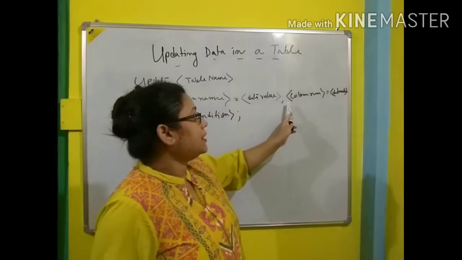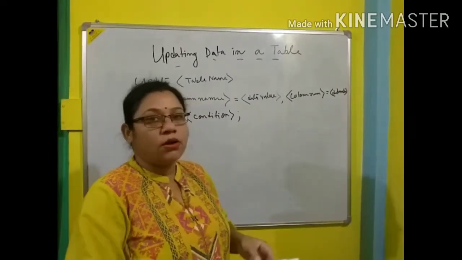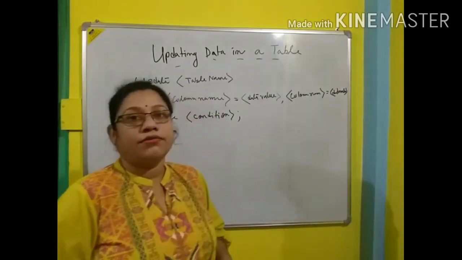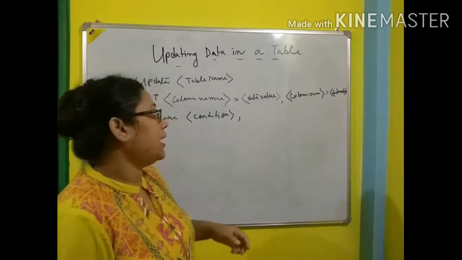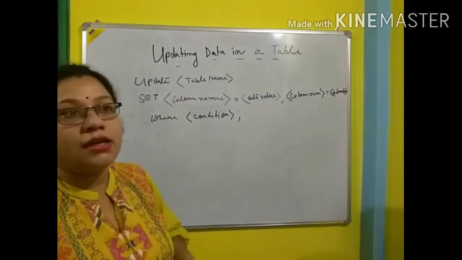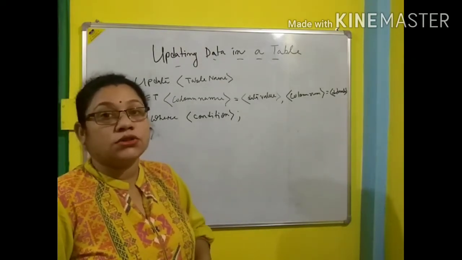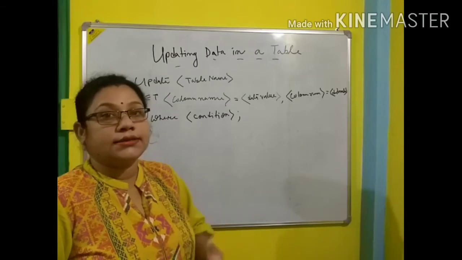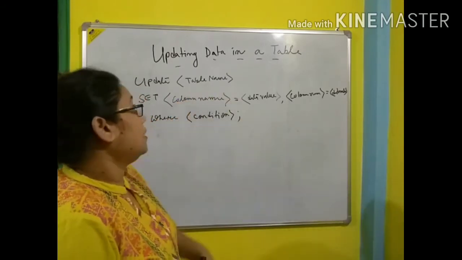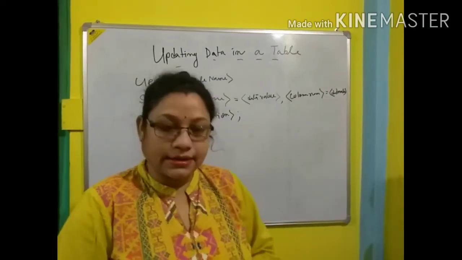After that, one more column name. If you have multiple columns, then give a comma operator, give the column name followed by the new value. And after that, you can use the where clause to specify the selected rows where you want to change the data value. So this is the general syntax for updating data value.